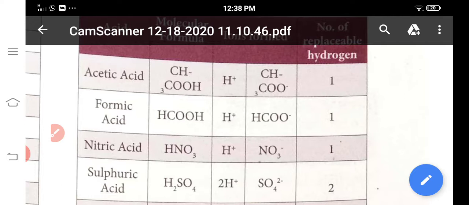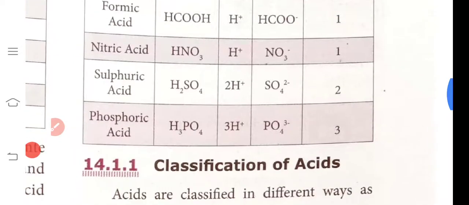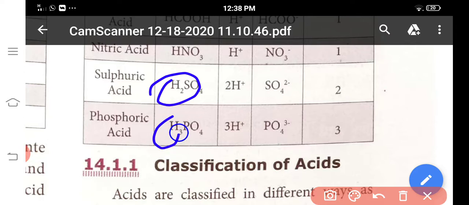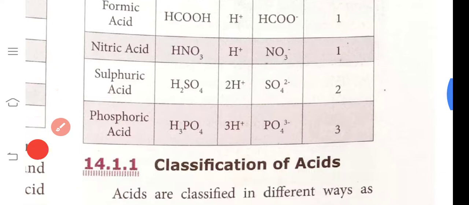Then formic acid, only one hydrogen atom. Nitric acid, only one hydrogen atom. Sulfuric acid, 2 hydrogen atoms, giving 2 H+ ions. Phosphoric acid, 3 hydrogen atoms. So these are replaceable hydrogen atoms.